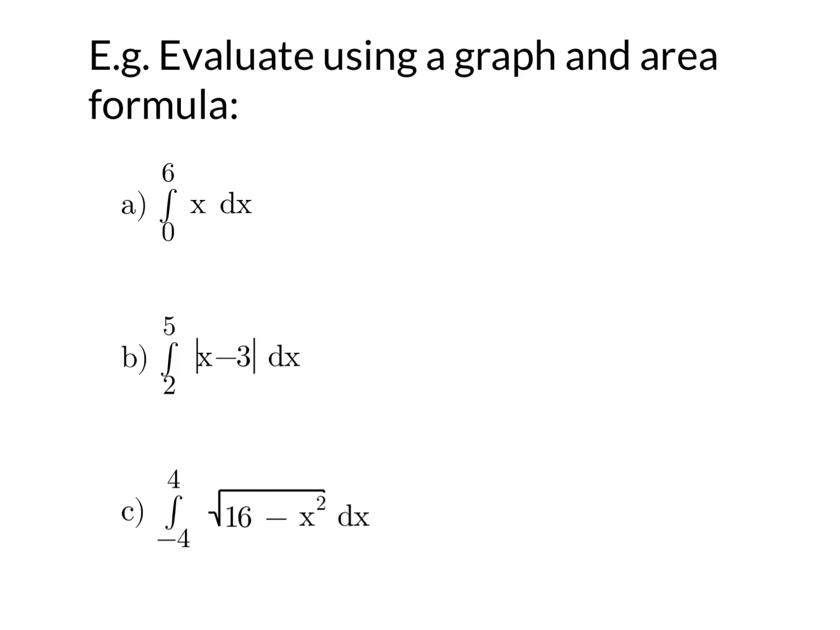So for these examples, we are going to use a graph and then we're going to use an area. Now the area may form triangles, rectangles, semicircles, circles, but we're just going to have a look at the integrals that are given to us. So the first one is going to be the integral from 0 to 6 of x, the integral from 2 to 5 of the absolute value of x minus 3, and the integral from minus 4 to 4 of the square root of 16 minus x squared.